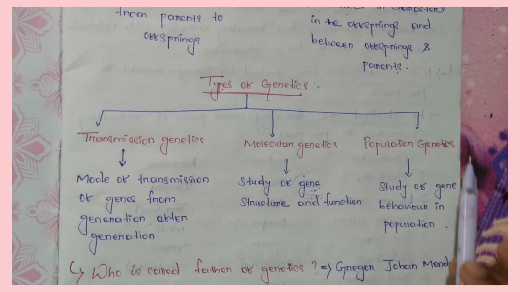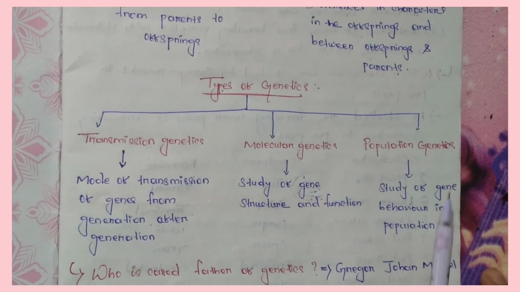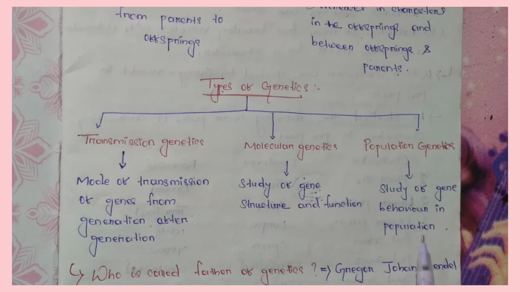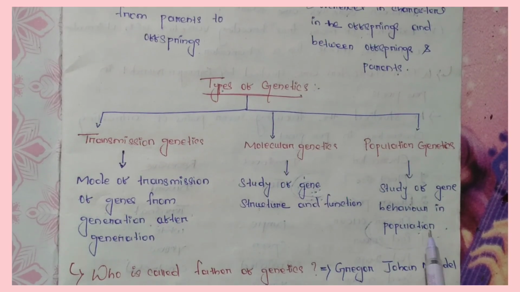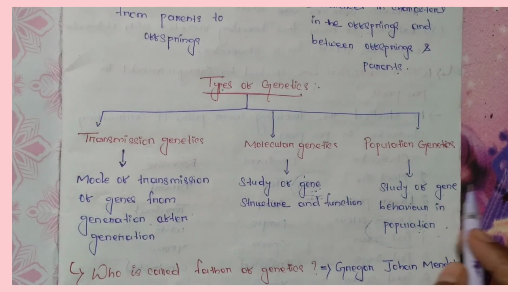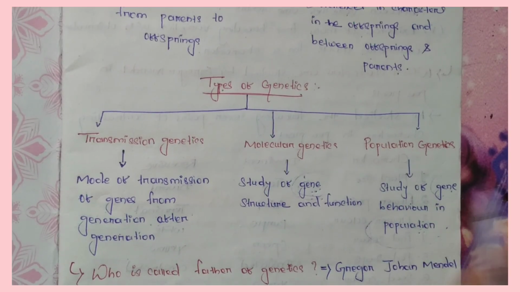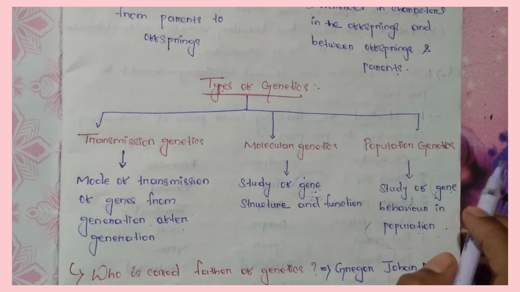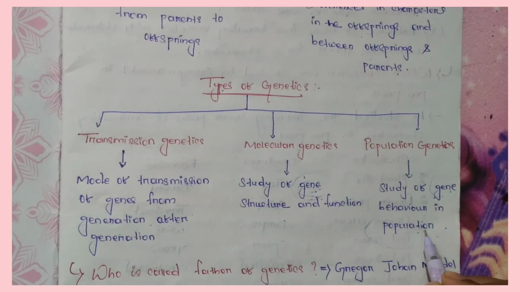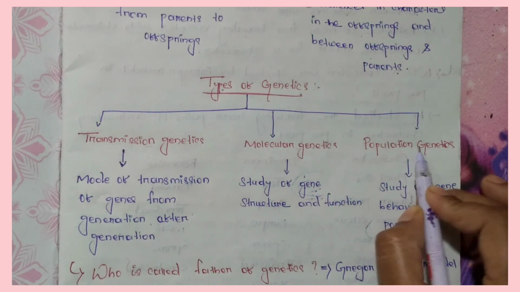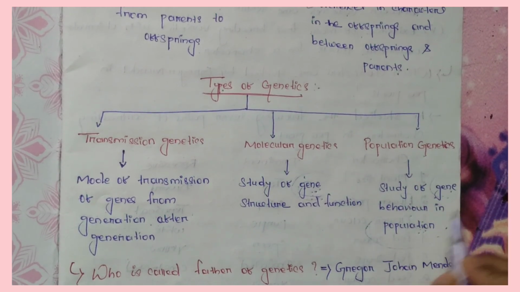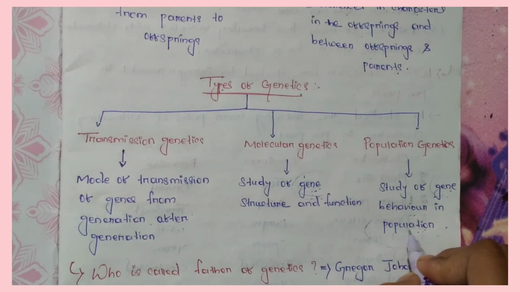Population genetics refers to the study of gene behavior in a population. How genes behave in a population. We know population means a number of individuals living together in a habitat. Let's create an example like an elephant population. In an elephant population, each elephant has different genes and each gene behaves differently. If there are 100 elephants, then each of the elephants acts differently, their behaviors are different. This is called population genetics, the study of gene behavior in a population.